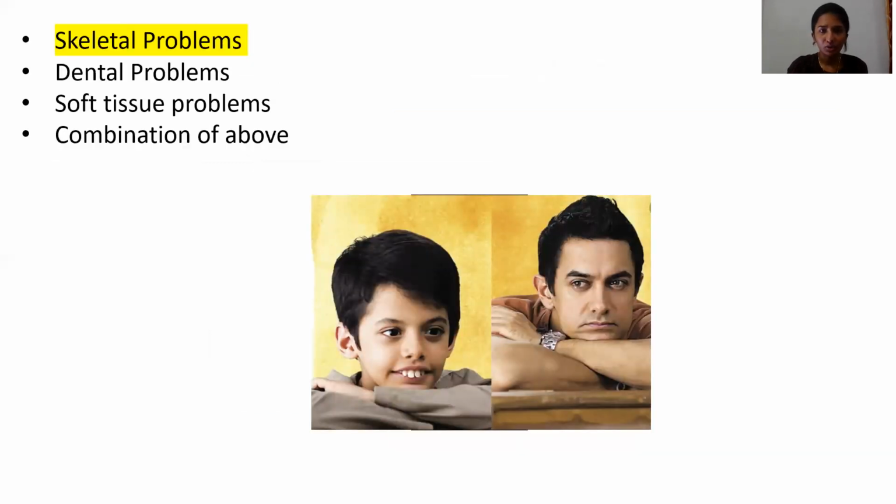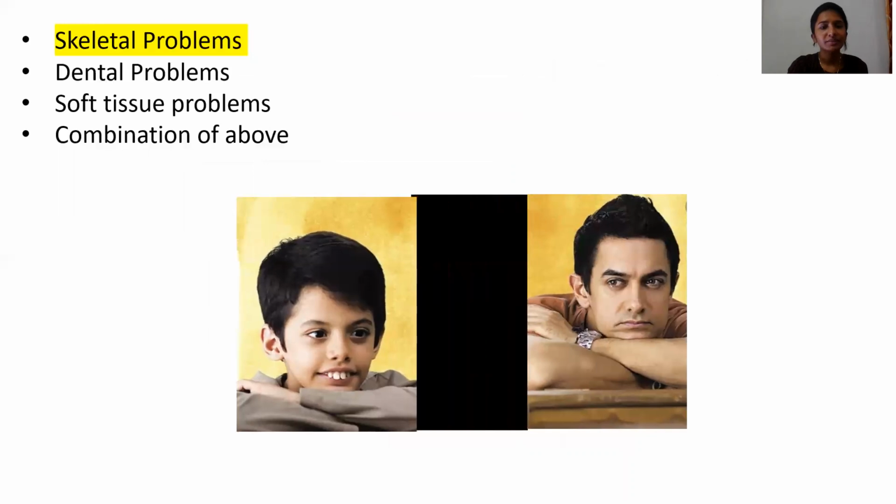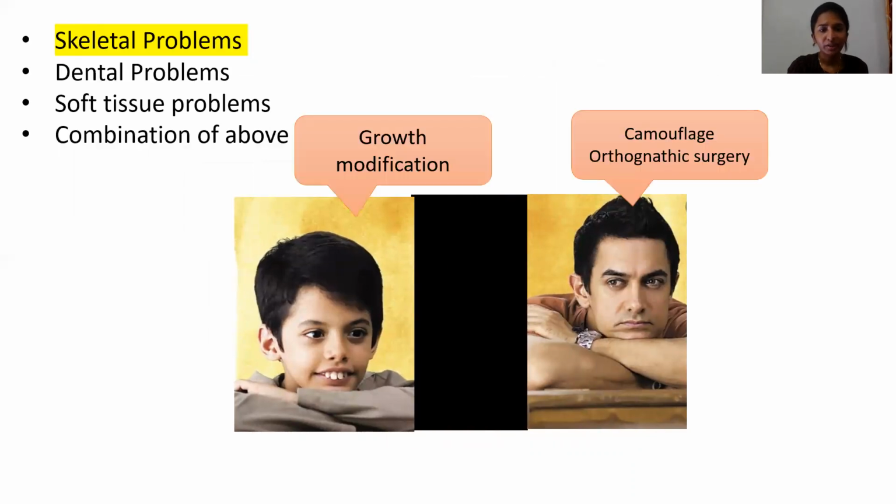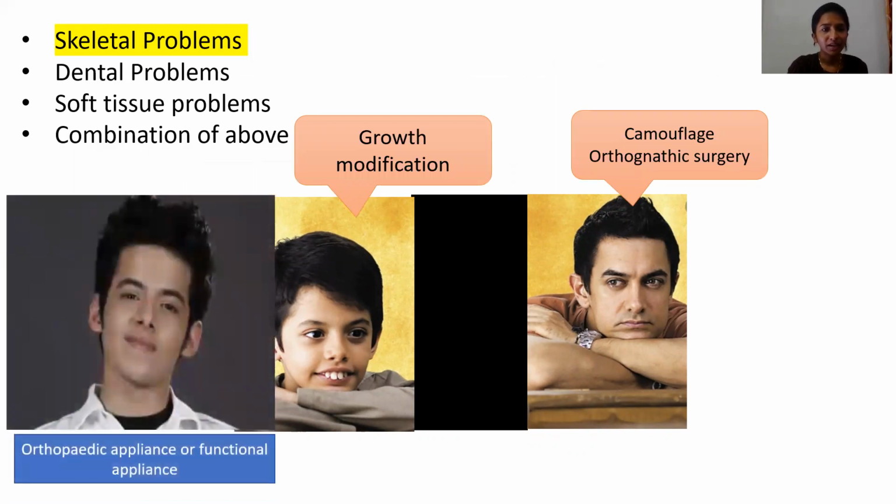A malocclusion can happen because of any of these reasons. It can be either a skeletal problem, a dental problem, soft tissue problems, or combinations. Now, if the problem is skeletal and the patient is coming to you at a very young age, what are the options that you can give them? It is growth modification. Growth modification means the appliance options will be either orthopedic appliance or functional appliances. But if the same patient comes to you after the growth is completed, what will you give them? The options are either camouflage or orthognathic surgery.